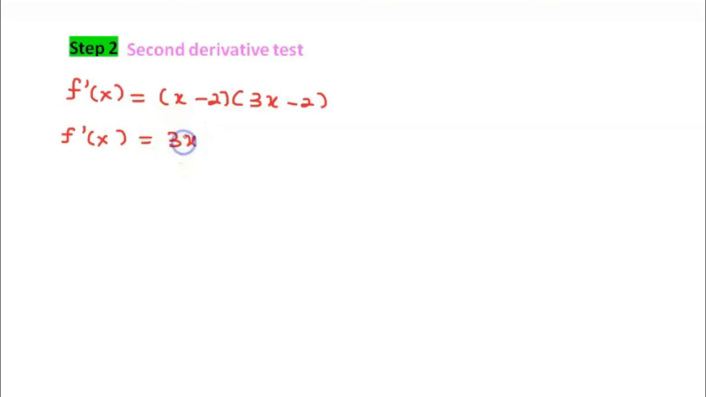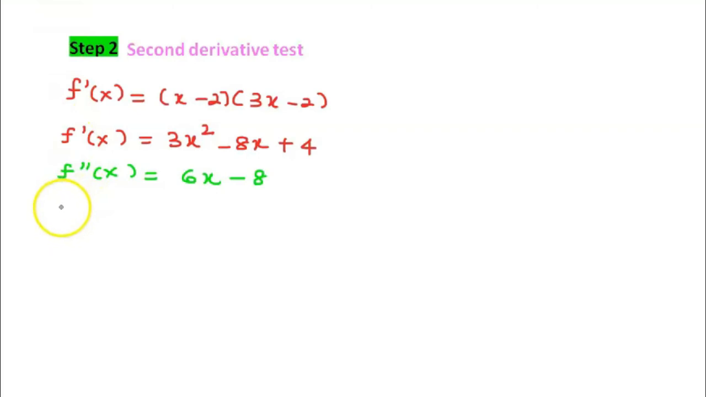In this step 2, we will perform the second derivative test. For that, we will start with f'(x), which was (x − 2)(3x − 2). This function can be expanded to 3x² − 8x + 4. The second derivative is then obtained by differentiating this function, which is 6x − 8.